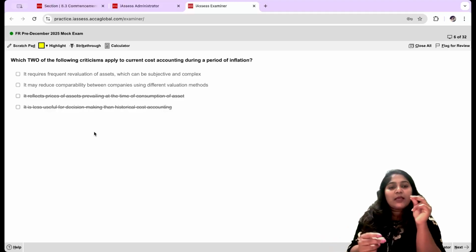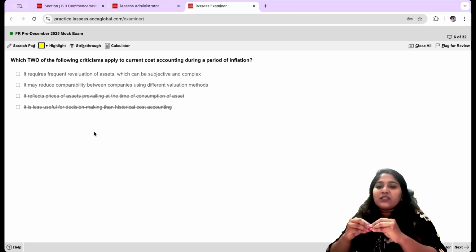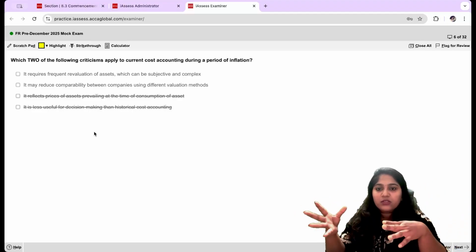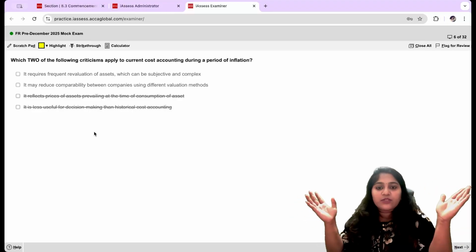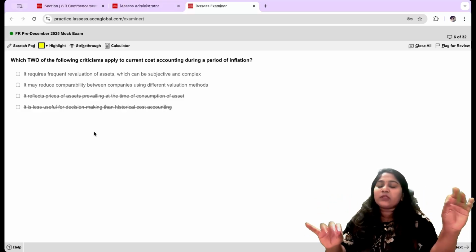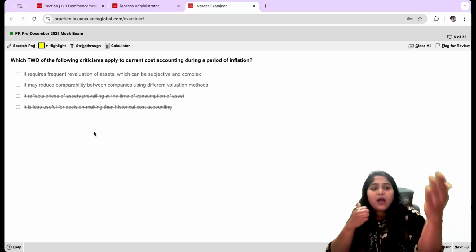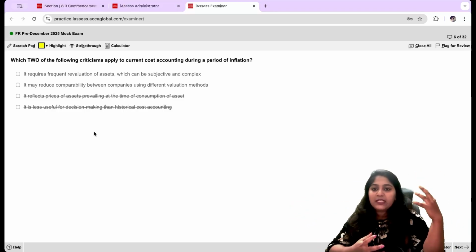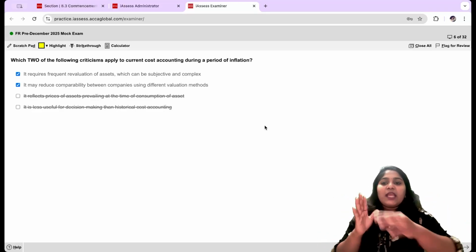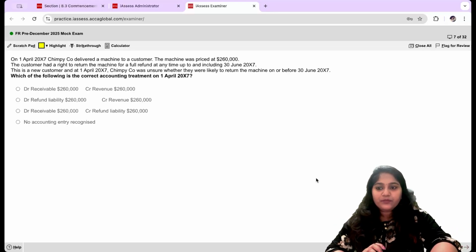In the exam, do not waste your time sitting and justifying whether this could be wrong or right. It requires frequent revaluation of assets which can be subjective and complex. Yes, if multiple people are going to use current cost accounting, it is going to be subjective. Everybody has a different perspective, every organization has a different usage, and it is going to be complex in nature. It is very much true. Second, everybody will use a different valuation method. I use market approach, you use income approach, somebody else uses cost approach. So that could be the criticism. As far as I know, that should be options A and B, right? So let's move to the next question.